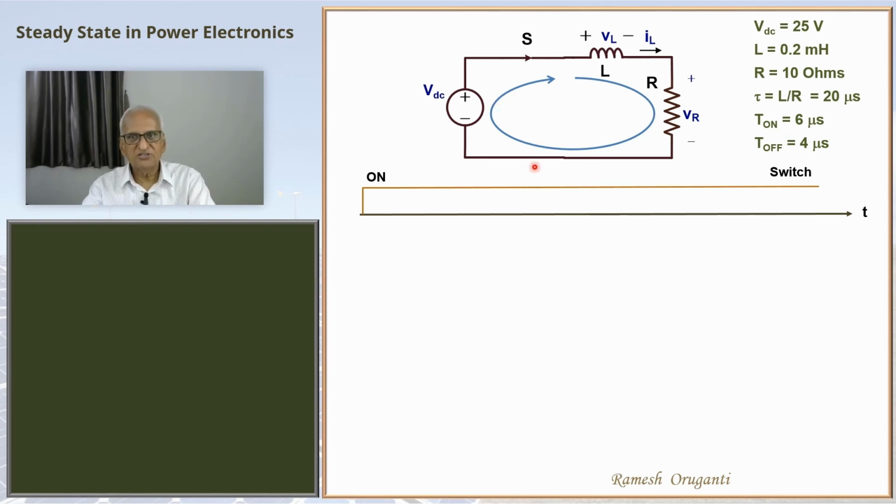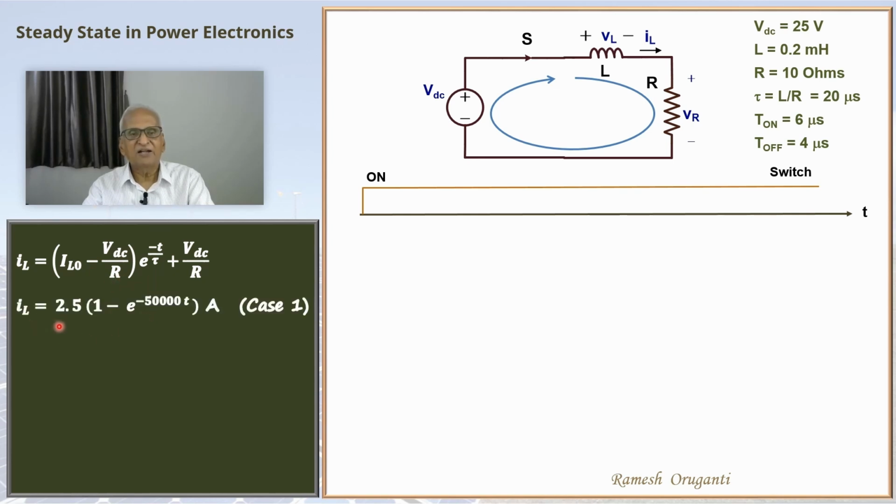We have already solved this circuit and found the equation for IL, the inductor current. The initial current, when the converter starts, the inductor current is 0. So IL0 is 0. We know the values of VDC, R, tau, etc. So we can plug them in and we will get this equation, which is the same as the equation for case 1 that we obtained earlier. So this current will start from 0 amperes because IL0 is 0 amperes and go towards 2.5 amperes for DC steady state operation.